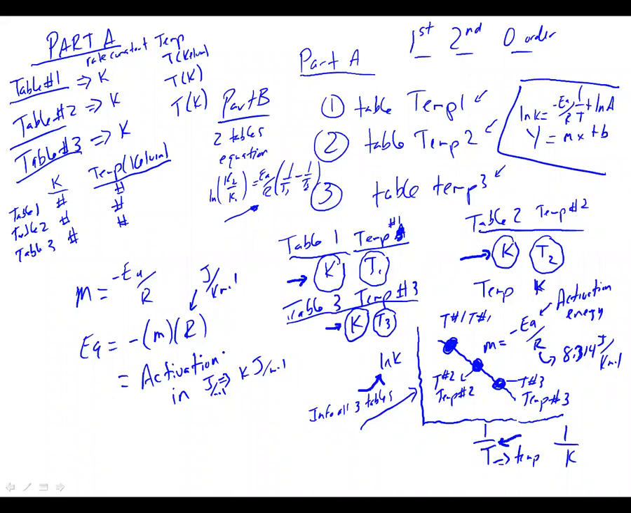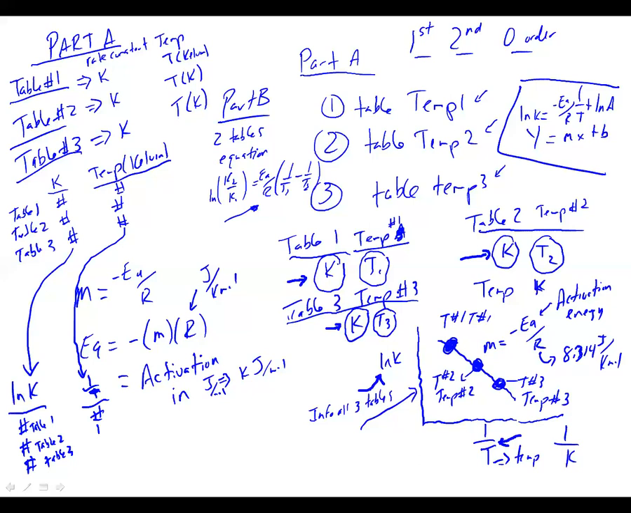Those come from above. In order to make this graph, you are going to have to use Excel probably. And when you go to make this graph, you will need to take these and turn them into the natural log of K, which you'll have a number for table 1, a number for table 2, and a number for table 3. And for these, since they're in Kelvin, you will have to use Excel to turn it into 1 over the temperature. And again, you'll have a number that corresponds to each of those tables. And these, again, are going to be your data points that you plot in that last graph.